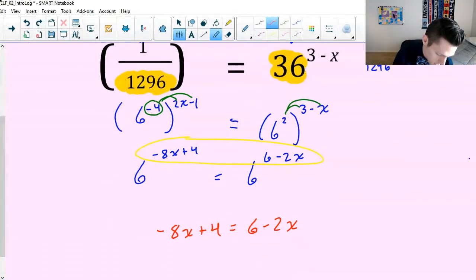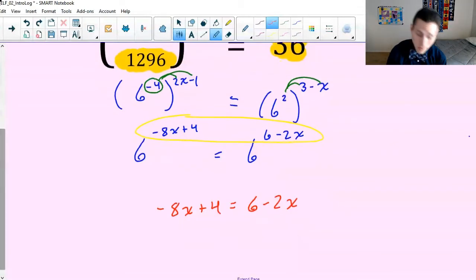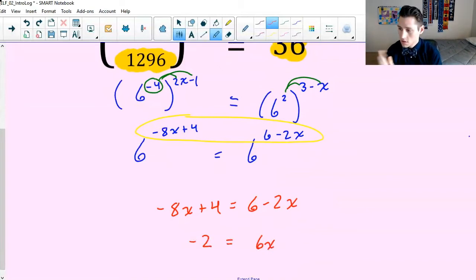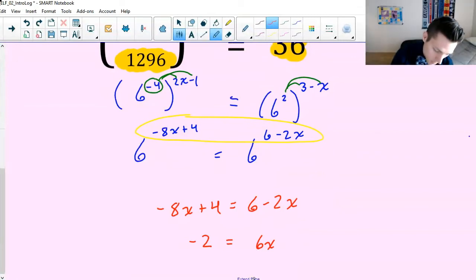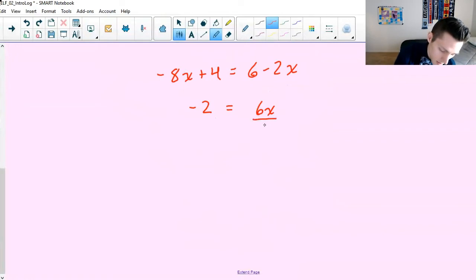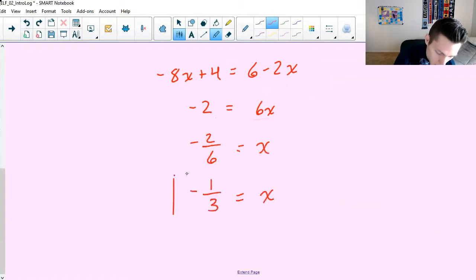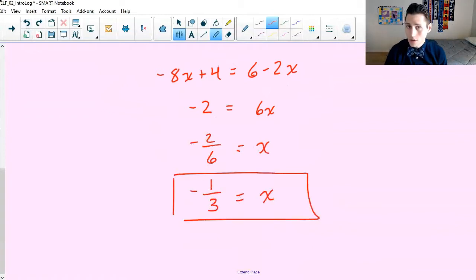And then it's just a matter of solving. I'm going to bring my x's to the right side. So negative 2x plus 8x would be 6x. 4 minus 6, negative 2. So moved my x's to the right side, moved all my constants to the left side. And then divide by 6. Of course, we always simplify if we can. So x equals negative 1/3.